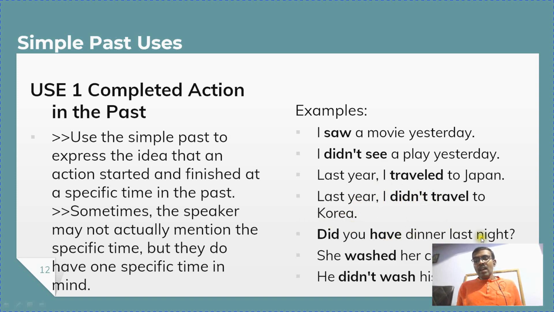Did you have dinner last night? This action is completed in the past. Either he might have taken dinner or might not have taken dinner. That doesn't matter, but it is completed in the past, right? She washed her car yesterday, right? Last week, last month, last year, likewise. So completed actions in the past are denoted with the help of the simple past tense.